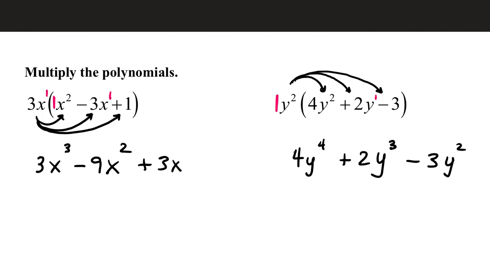In the example to your right, we have y squared times 4y squared plus 2y minus 3. Again, we have a term times 2 or more terms. That's going to use distributive property. 1 times 4, y to the 2 plus 2. Second jump, 1 times 2, y to the 2 plus 1. And third jump, 1 times negative 3, y squared.